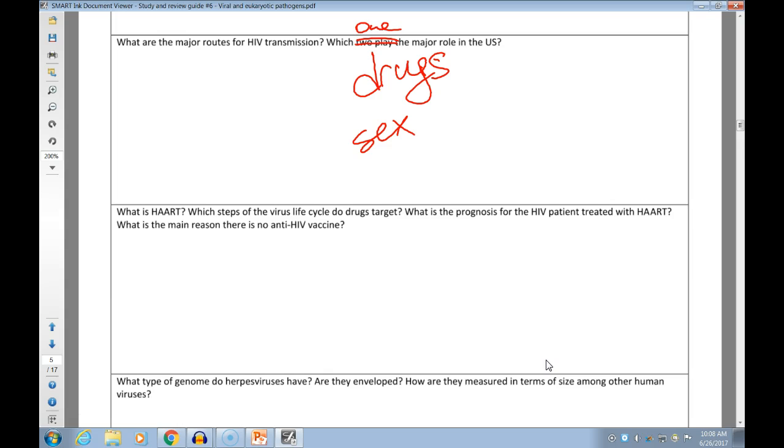Vertical transmission is few cases here. HAART, know what it stands for, highly active antiretroviral therapy. Steps of the virus life cycle. We talked about attachment, reverse transcription, integration, and virus assembly. Okay?